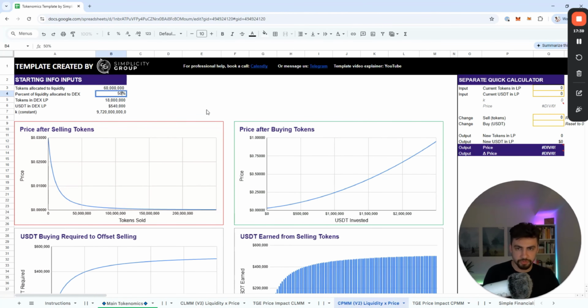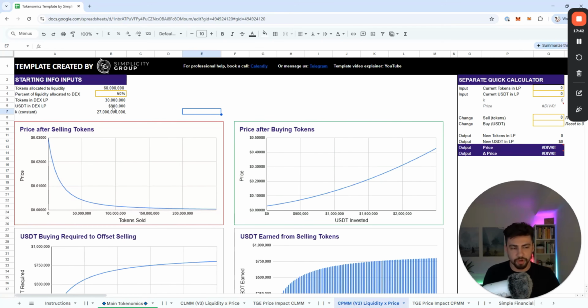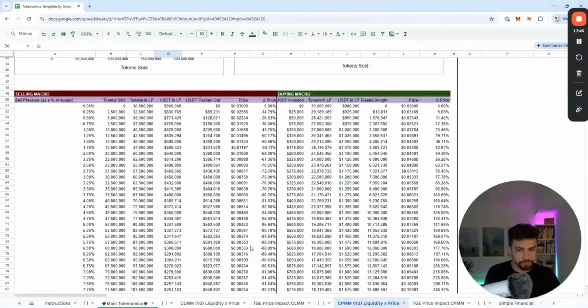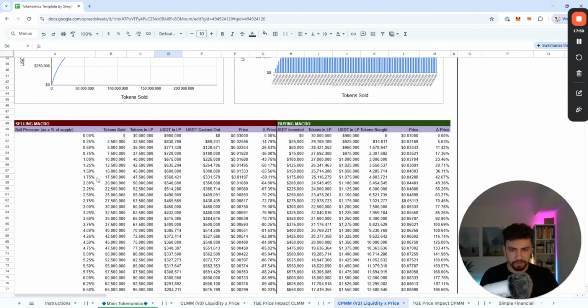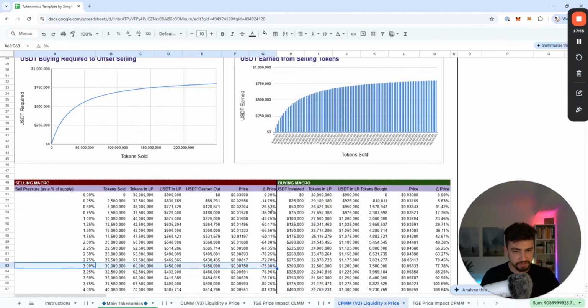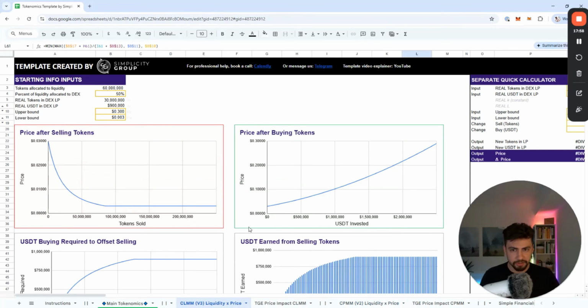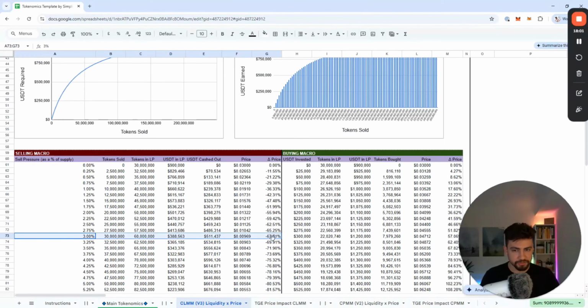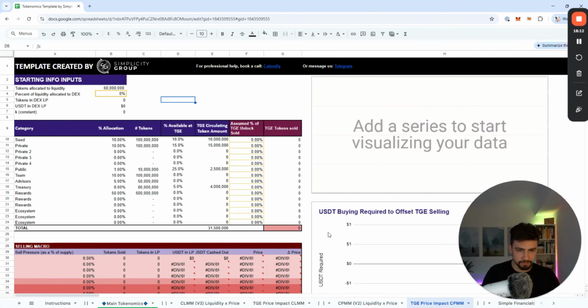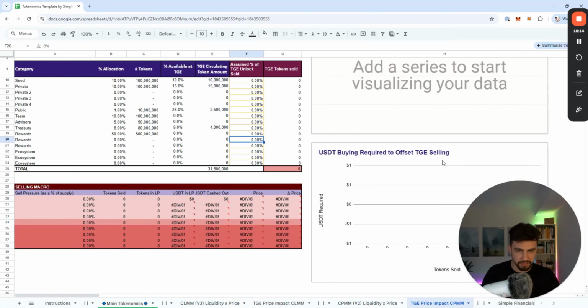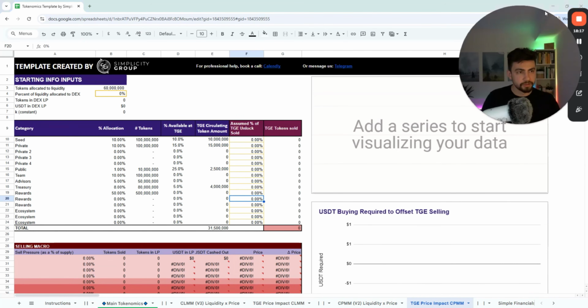You do the same thing. You assume how many tokens are going to the DEX. Again, there are no upper and minimum bounds. You just get what you get, right? And then here's the price impact. And just for reference, to understand the difference, let's say we sell 3% of the supply. Here the price goes down by 75%. And if we sell 3% of the supply there, the price goes down by 67%. So this is just more efficient. The curve is more smooth. It impacts the price less. But other than that, it's all the same. And same for the TGE price impact. You just fill in these numbers and you get the same amount of data here.